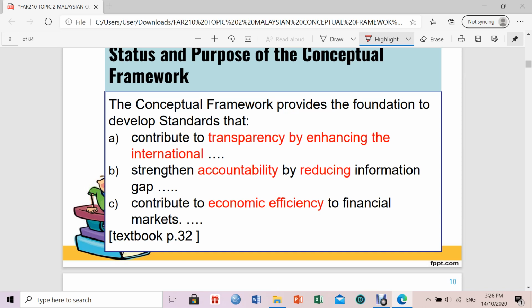So first, to promote transparency, and second one, to strengthen the accountability by reducing the information gap between the capital providers and also the people to whom they have entrusted their money. And the next one, to contribute to economic efficiency by helping investors to identify opportunities and risks across the world, thus improving the capital allocation. So this is focusing on the financial markets.